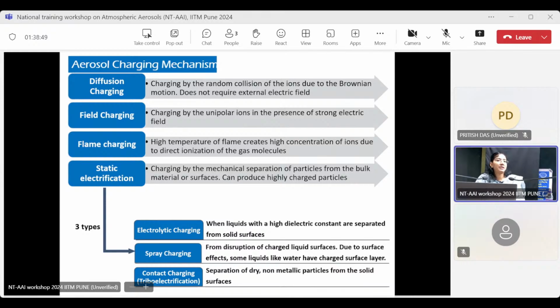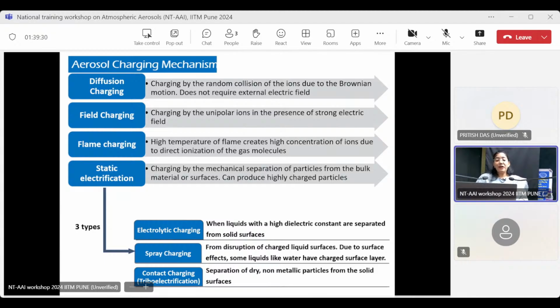For example, an atomizer. When you atomize or nebulize a solution, what happens? There is a bulk liquid, and from there you are separating a layer. That is a separation of two liquid surfaces, leading to the disruption and forming the charges. Again, we will see this in detail. Then we have contact charging. This is simple rubbing of two surfaces, like a woolen cloth or a scale with paper. So you are transferring charge between two solid surfaces, or you are separating a powder from a solid surface. So solid from solid.